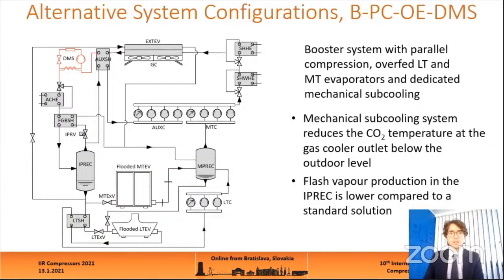The third and last configuration integrates overfed evaporators and a dedicated mechanical subcooling working with propane. The solution allows to decrease the refrigerant temperature at the outlet of the gas cooler below the outdoor level, reducing the flash vapor separated in the intermediate pressure receiver.